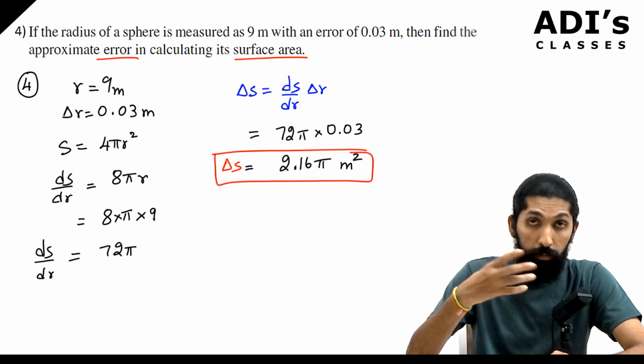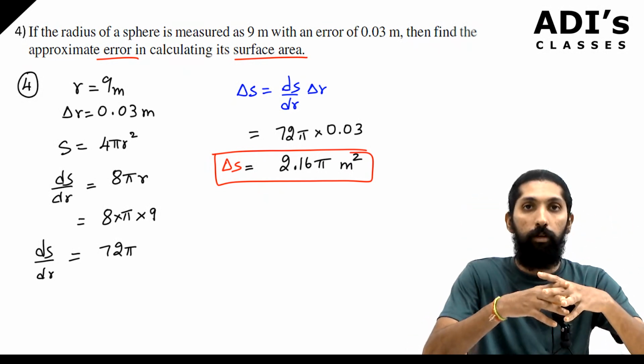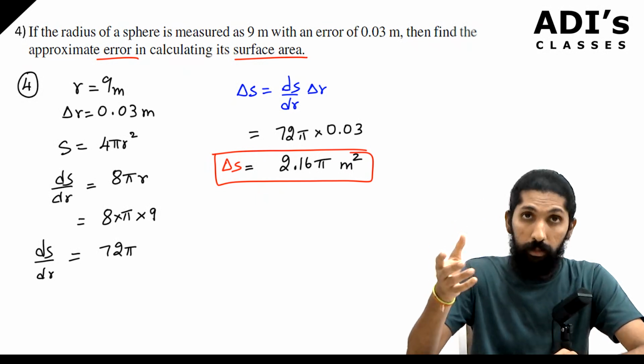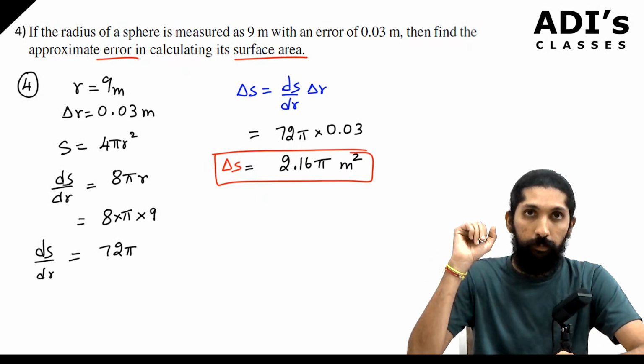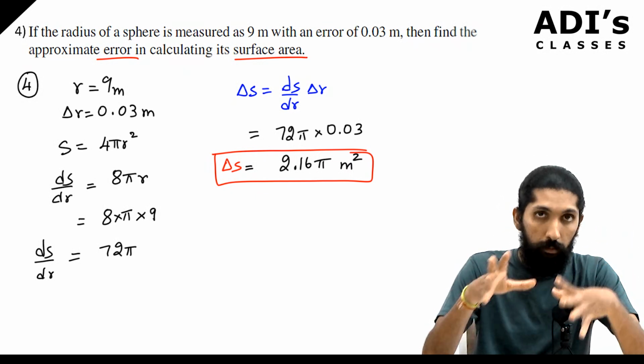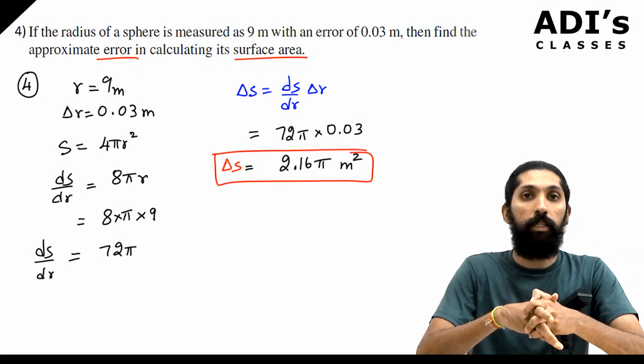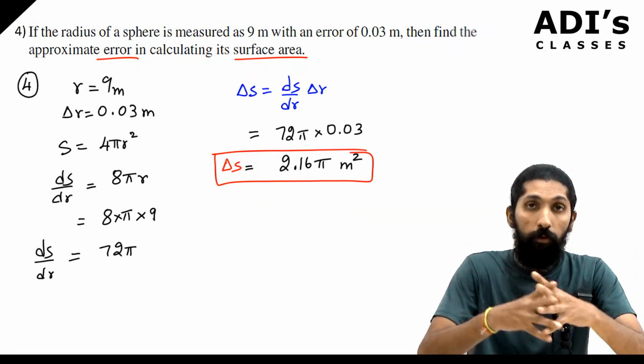See, whatever problems you have done so far, we have approximated the value, we have calculated the error in whatever we have, correct? So these are the type of problems what you have in errors and approximations. Now, in the next video, we are going to see the next application of derivative.